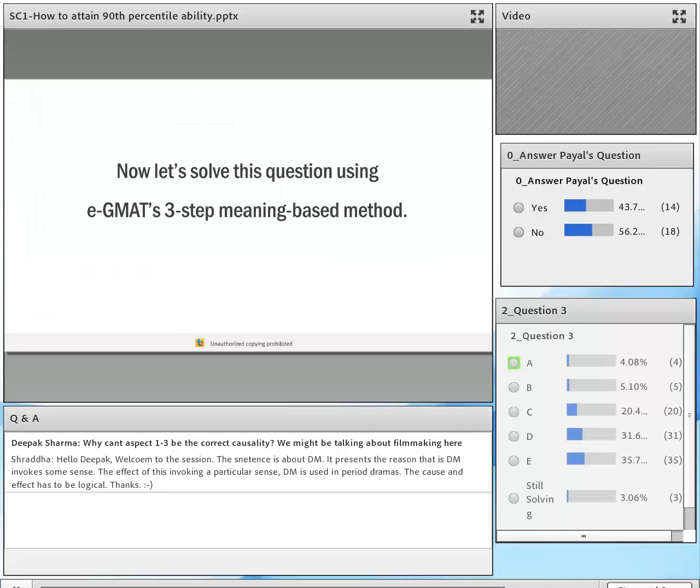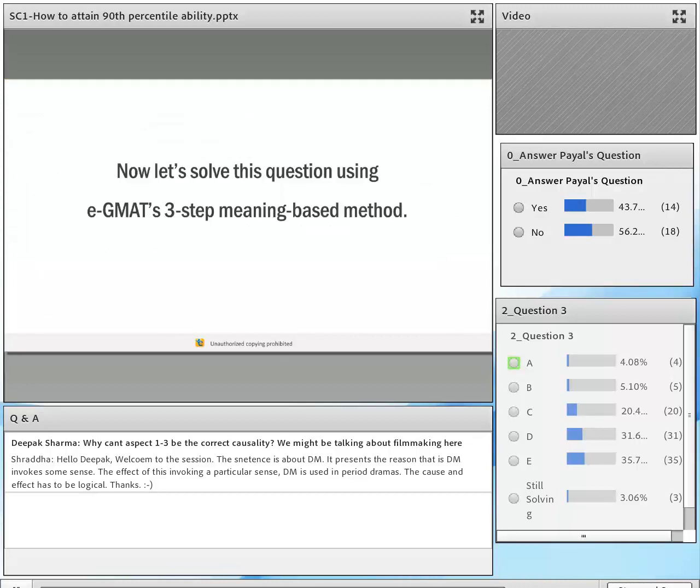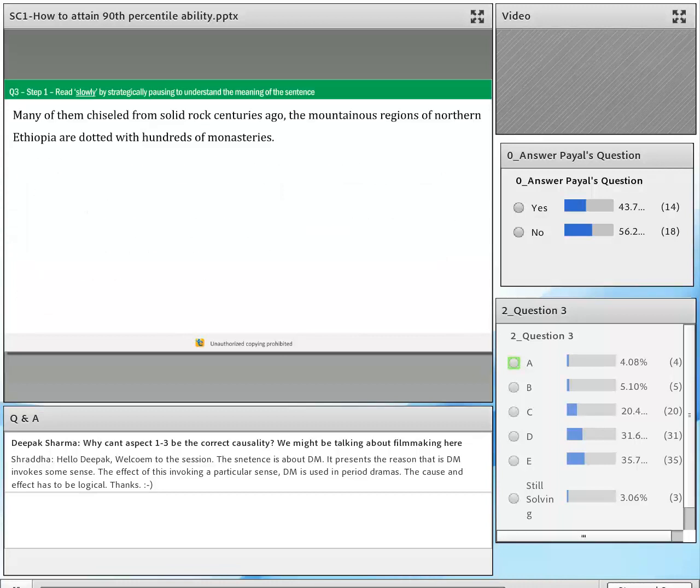Okay, so the correct answer over here is choice E, which again 36% of the class selected. Choice D was also very popular, then choice C was also popular. So let's look at how you should have solved this question. Now this is an official question, again I believe from the advanced OG book. So let's go through this.